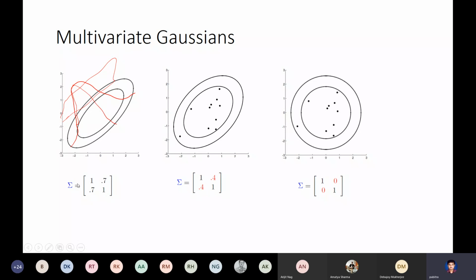For example, if the off diagonal elements are 0, then this should be axis parallel. This should be just rotated and axis parallel. The spread along the x-axis is proportional to the first diagonal element. The spread along the y-axis is proportional to the second diagonal element. And these cross diagonals, off diagonals, are the correlation.